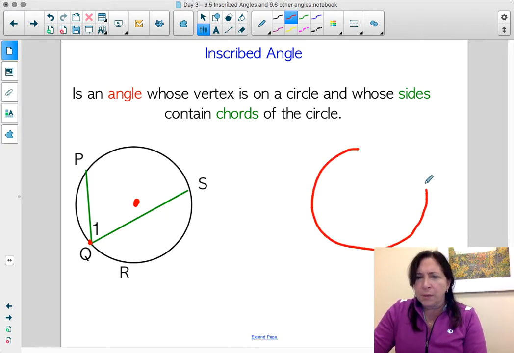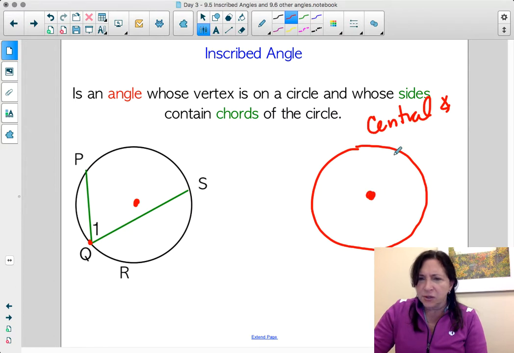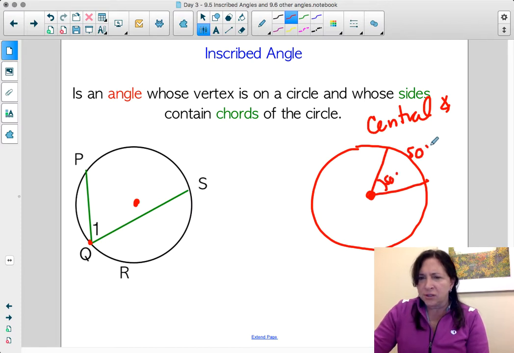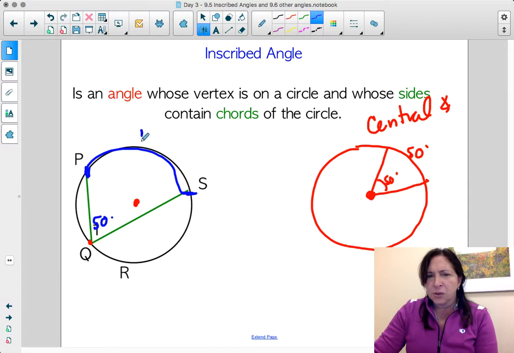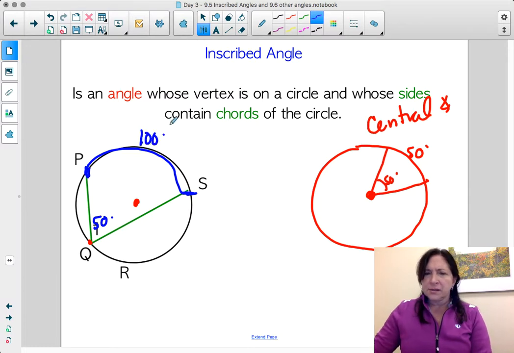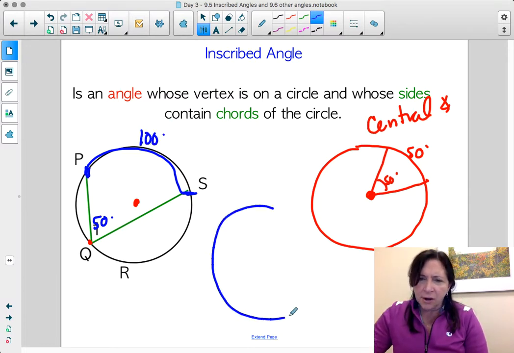Before, remember when we were talking about a central angle? A central angle has the vertex on the center. That angle was 50 degrees. The arc that it intercepts is also 50 degrees. Whereas if you have an inscribed angle, if this angle is 50 degrees, the arc that it intercepts is double that. So it would be 100 degrees. Again, the arc that it intercepts.